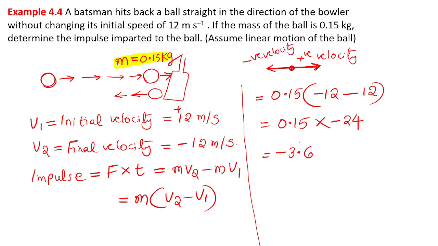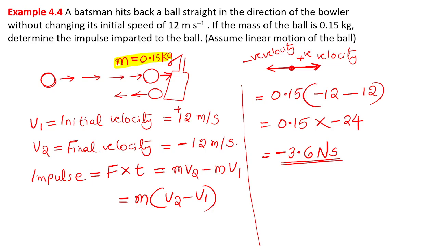Unit, I will tell you right now. The impulse has the formula force into time. The force has the unit Newton, and time has the unit second. So the unit is Newton second. The sign is required for impulse. The impulse, or effort done by the batsman, is minus 3.6 Newton second.